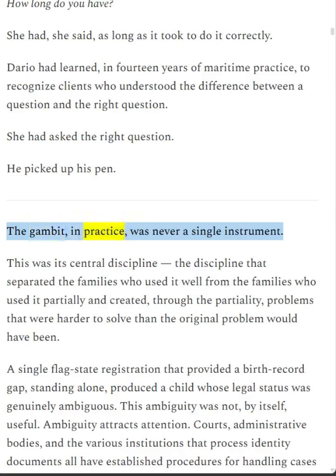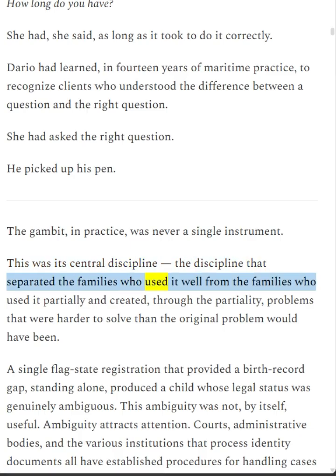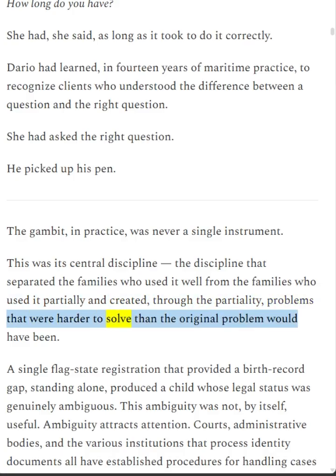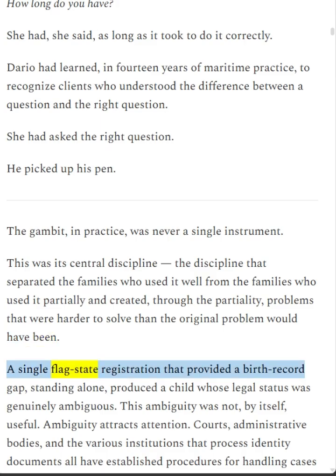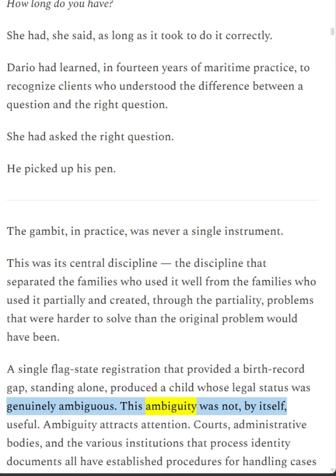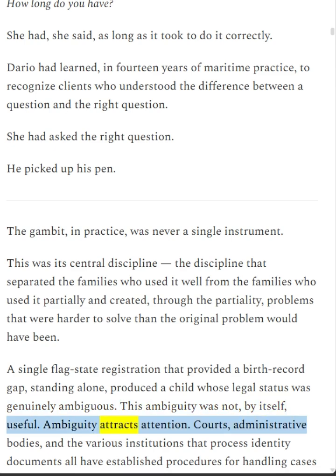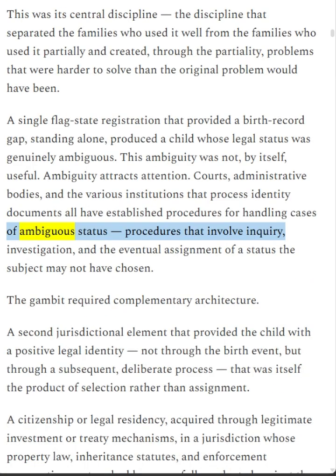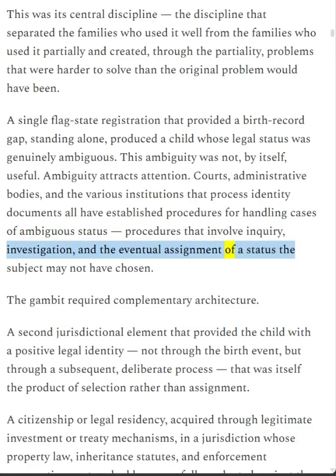The gambit, in practice, was never a single instrument. This was its central discipline, the discipline that separated the families who used it well from the families who used it partially and created, through the partiality, problems that were harder to solve than the original problem would have been. A single flag state registration that provided a birth record gap, standing alone, produced a child whose legal status was genuinely ambiguous. This ambiguity was not, by itself, useful. Ambiguity attracts attention. Courts, administrative bodies, and the various institutions that process identity documents all have established procedures for handling cases of ambiguous status, procedures that involve inquiry, investigation, and the eventual assignment of a status the subject may not have chosen.